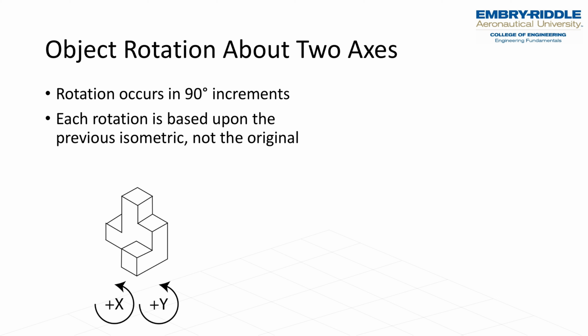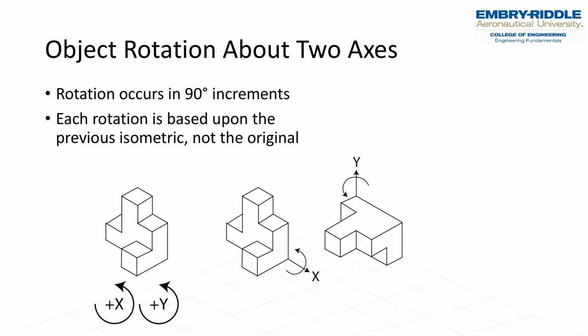The arrow coding specifies a positive 90-degree rotation about the x-axis, followed by a positive 90-degree rotation about the y-axis. So the first thing we would have to do is rotate this original object positive 90 degrees about the x-axis. The resulting object would look like this. Now, the next rotation is applied to that first rotation, so the positive 90-degree rotation about the y-axis would then look like this. So that final isometric is what the original object looks like when it's rotated positive 90 degrees about the x-axis and then positive 90 degrees about the y-axis.